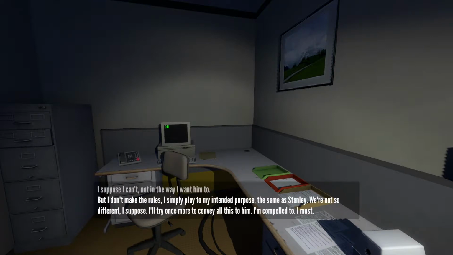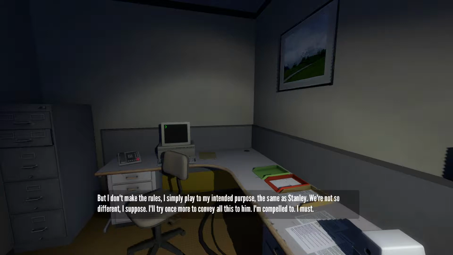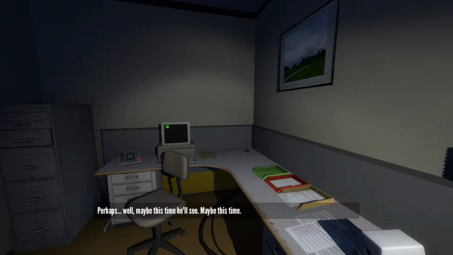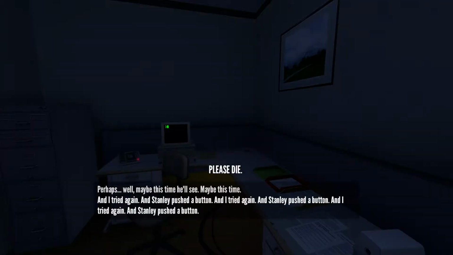But I don't make the rules. I simply play to my intended purpose, the same as Stanley. We're not so different, I suppose. I'll try once more to convey all this to him. I'm compelled to. I must. Perhaps, well, maybe this time he'll see. Maybe this time. And I tried again.